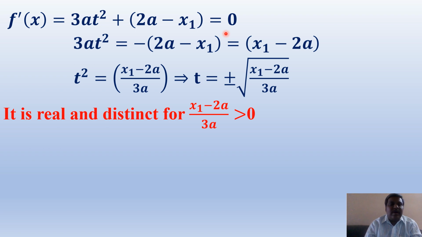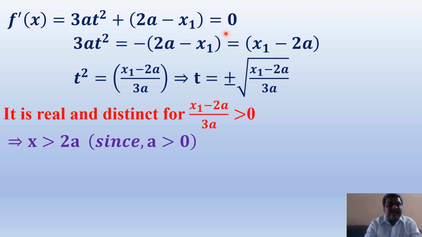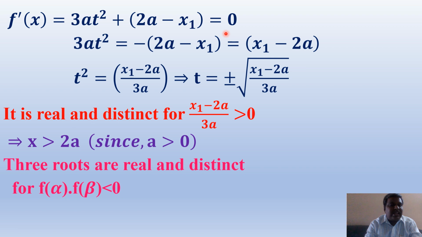What is y square equal to 4x? That is your parabola. In the parabola y square equal to 4x, your a is always positive. That is why a is positive. X1 minus 2a by 3a is positive only for x1 minus 2a greater than 0, that is for x greater than 2a, because a is greater than 0. Therefore, the 3 roots are real and distinct only for f of alpha into f of beta less than 0.